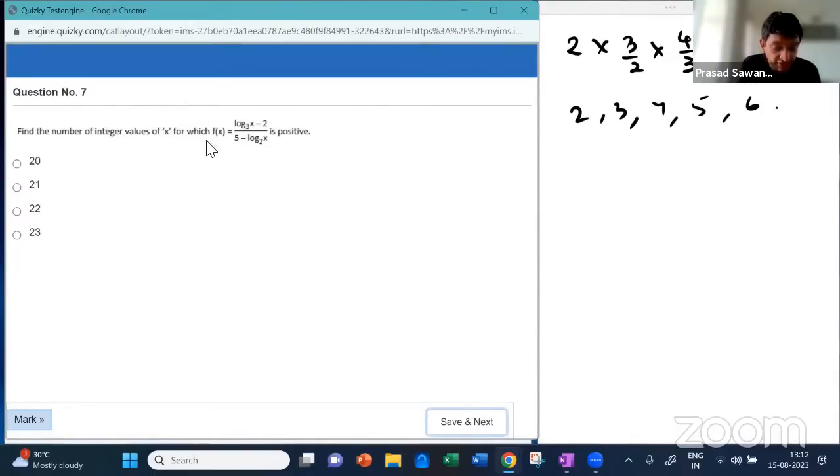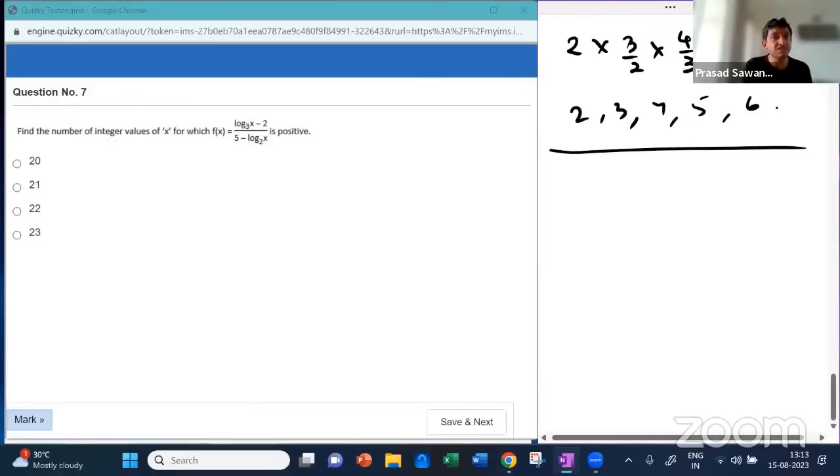Find the number of integral values for which log x to the base 3 minus 2 upon 5 minus log x to the base 2 is positive. Yeah, I think I have seen this question somewhere, or something similar to this. Okay, but anyway, integer values of x for which this is positive. So if this is positive, either both the numerator and the denominator have to be negative or both of them have to be positive. If both of them have to be negative, let's say, then what will happen?